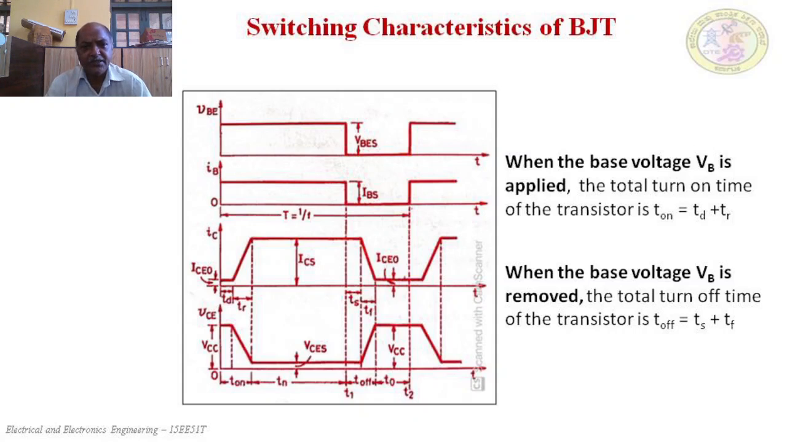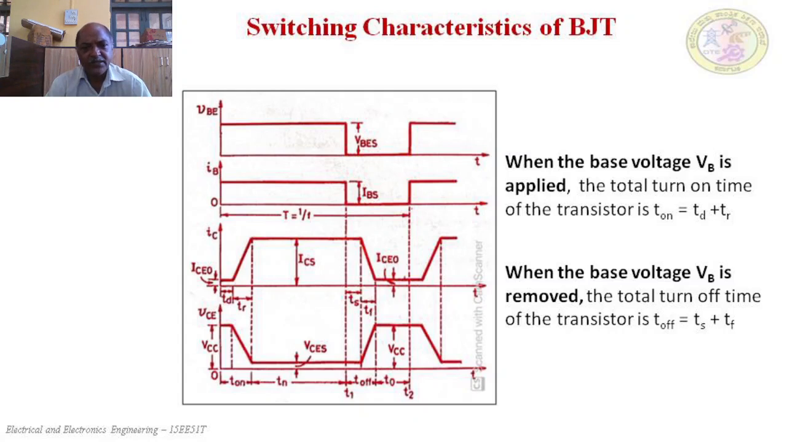When the base current is increased to a certain maximum value, the base emitter voltage also increases, and the base current and base emitter voltage remain at a constant value. But at the same instant, collector current will not flow, and collector emitter voltage remains equal to VCC for a certain time, that is the delay time. This delay time is required to charge the internal capacitance. It takes a certain time, and till then there will not be any collector current.